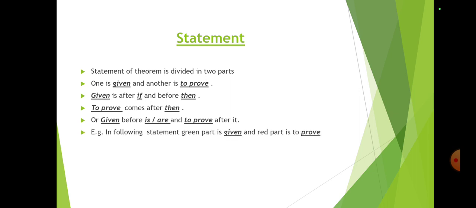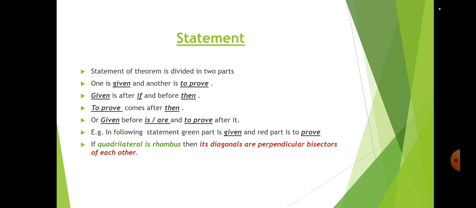Now, for example, I have written some sentences below, and each contains two parts. The given part is colored green and the to prove part is colored red. As you can see, one statement is given here, and the statement states: if a quadrilateral is a rhombus, then its diagonals are perpendicular bisectors of each other.